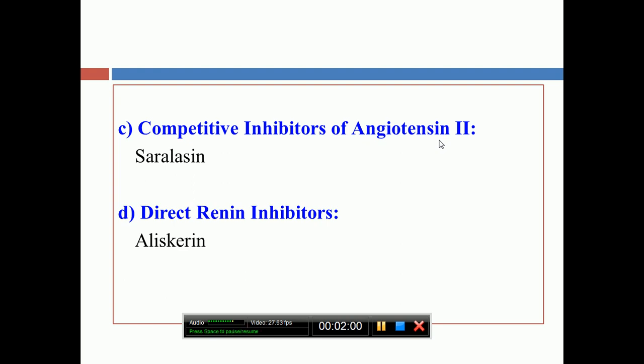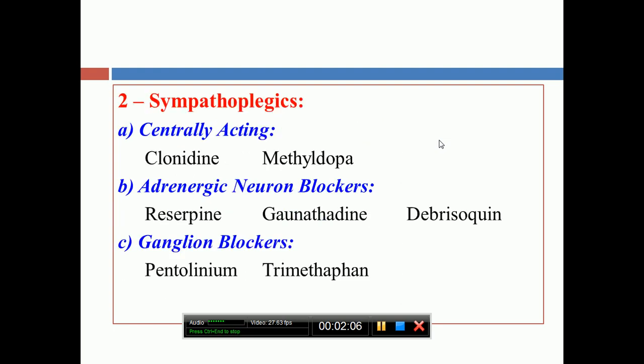Then there are direct renin inhibitors like aliskiren. These block the renin release. Then we have sympathoplegics. As we have seen in the pathophysiology, overactivity of the sympathetic nervous system may cause hypertension. So sympathoplegics are those drugs which decrease or block the activity of the sympathetic nervous system. Thereby these drugs can be used in hypertension. Most of them are not currently being used except methyldopa and clonidine.